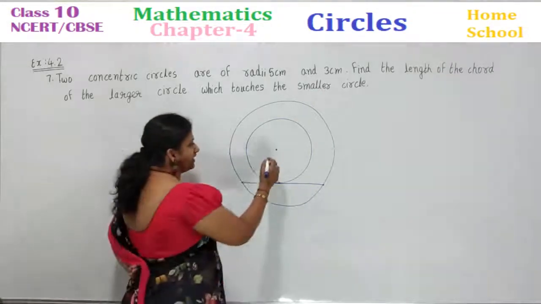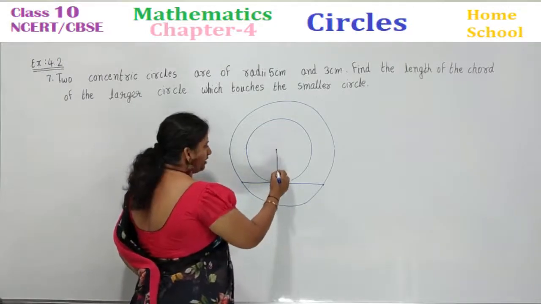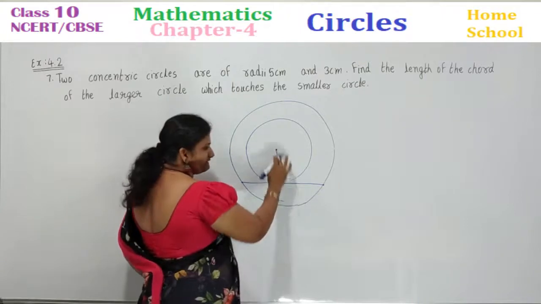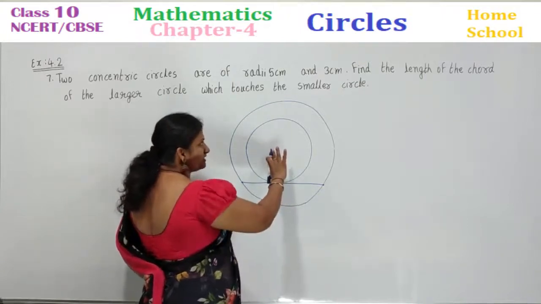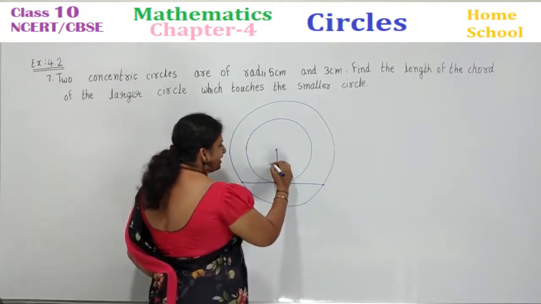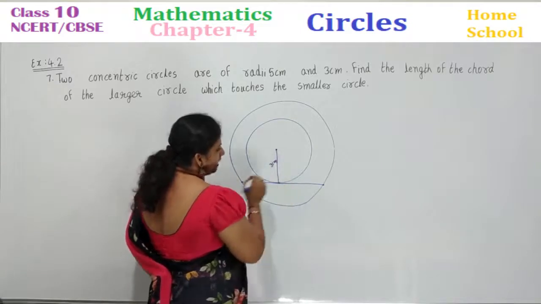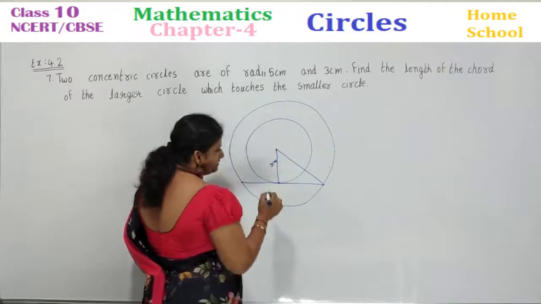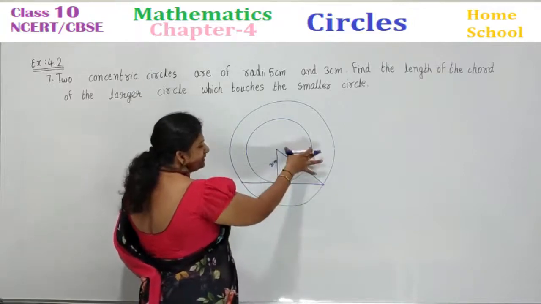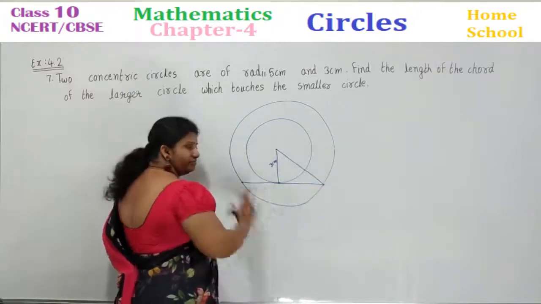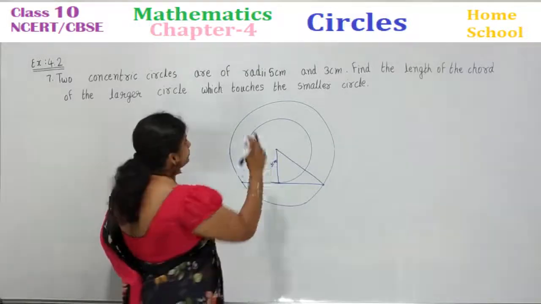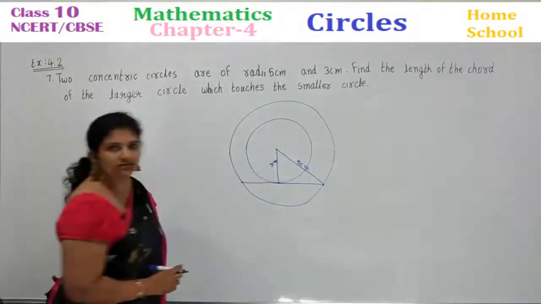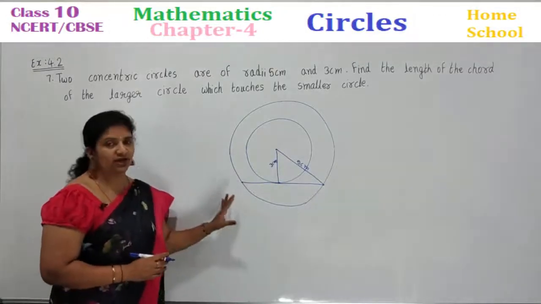Okay, observe carefully here, children. Let me join the point where it touches the chord. What is this? It is a radius. The smaller circle radius is how much? 3 centimeters. Now, from this center, I join the external point like this. Now, what does it become? This line is the big circle radius. What is it? 5 centimeters.